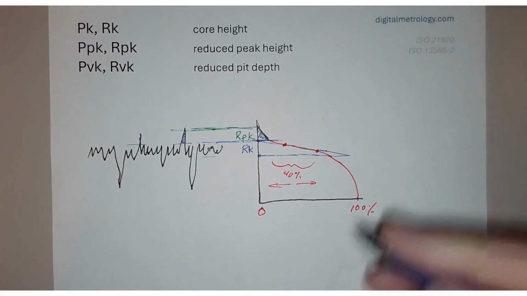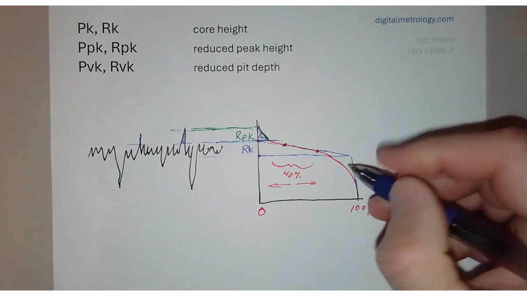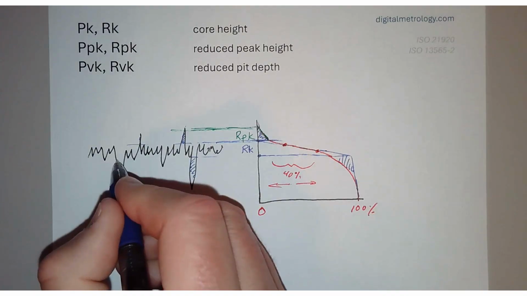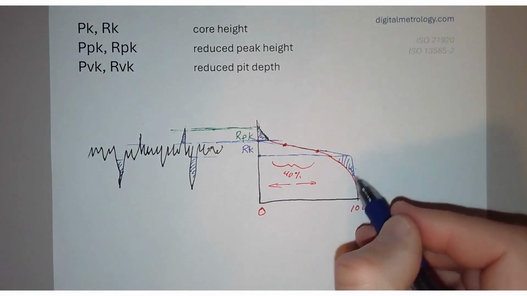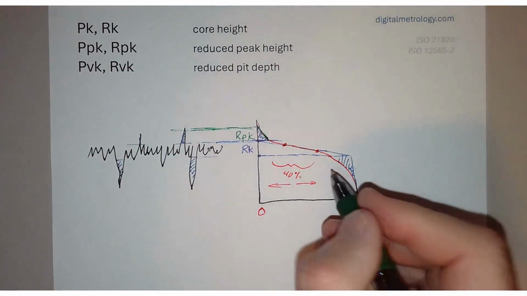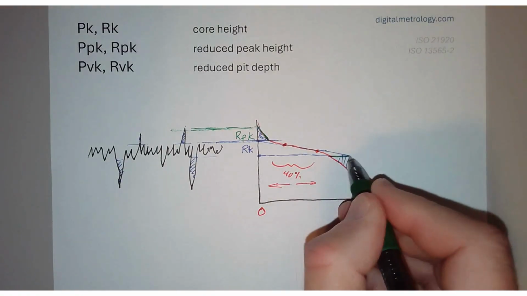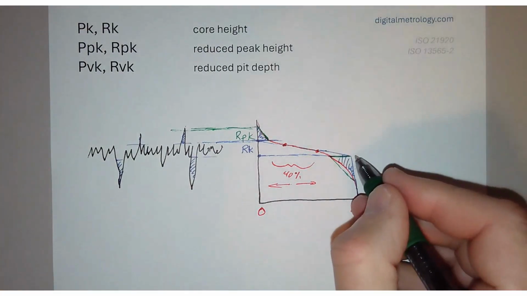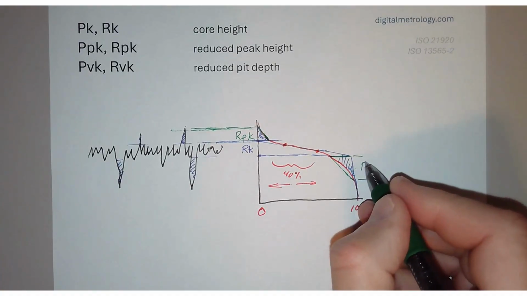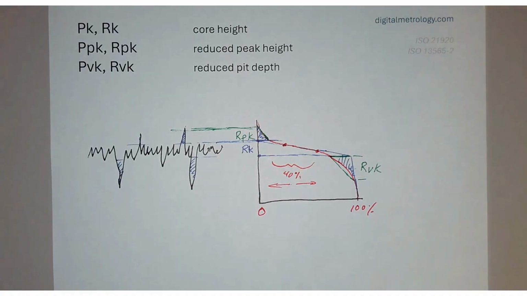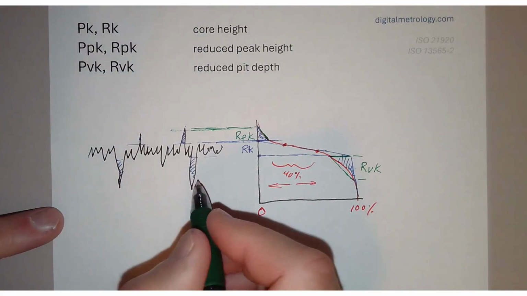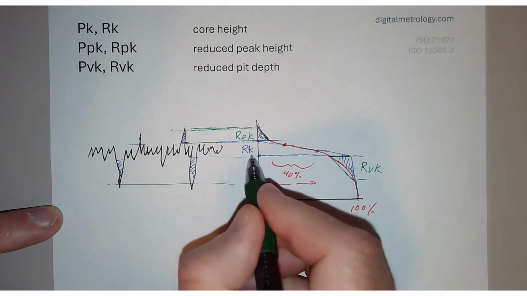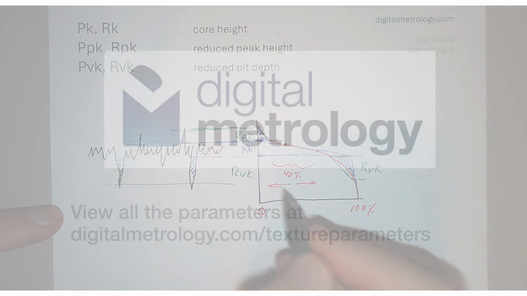Similarly, on the valley side of the curve, this line would drop down here, and this area is the area of the valleys below the RK region. This area is kind of a curved shape, so once again we'll use the top leg of that shape and create a triangle of equal area. This triangle height, or in this case perhaps depth, is the RVK parameter. So the RK parameter family gives us a sense of the peak heights, the running surface of the core, and then the valley depths of a surface.